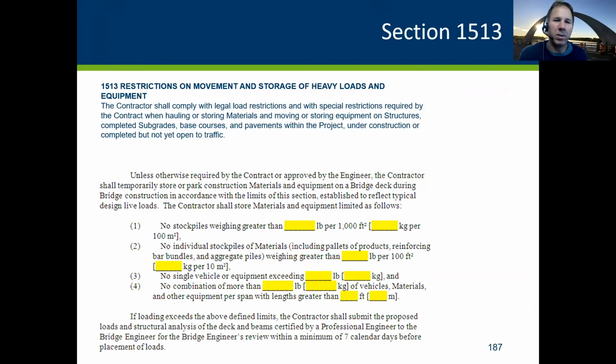Okay, so I do believe this is the last section. It's on restriction on movement and storage of heavy loads and equipment. And this kind of originated out of the 35W collapse, that we realized that contractors might want to store equipment on the bridge, and they may not pay attention to what the load rating is for that bridge, or even have an understanding of how much load they're actually dealing with. So this is written in 4 restrictions here.